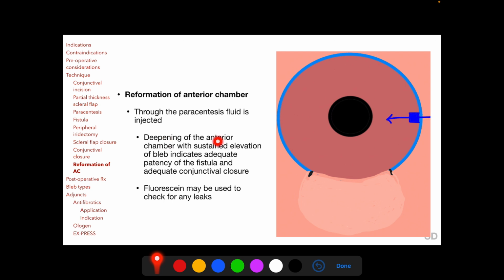and this should result in deepening of the anterior chamber with sustained elevation of the bleb, which indicates both adequate patency of the fistula and adequate conjunctival closure. Here again, fluorescein may be used to check for any leaks through the conjunctival margin or through the surface of the bleb.